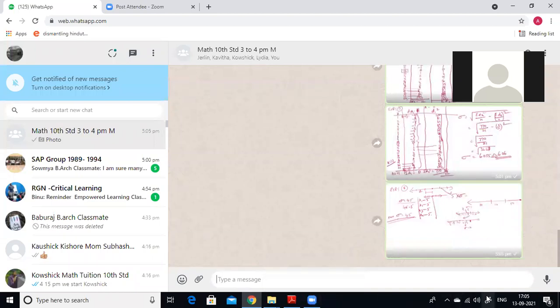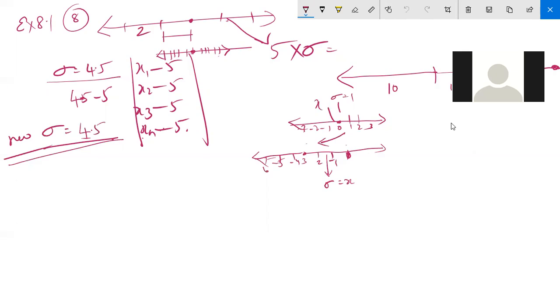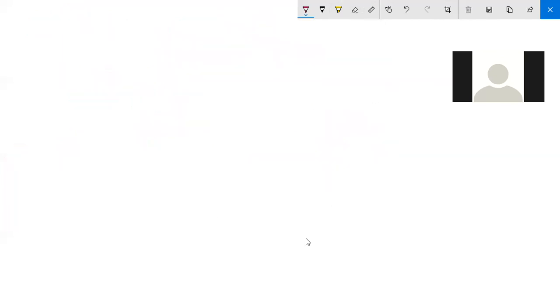Okay, let us go for the 9th sum. Exercise 8.19 sum. If the standard deviation of a data is 3.6, each of the values is divided by 3.